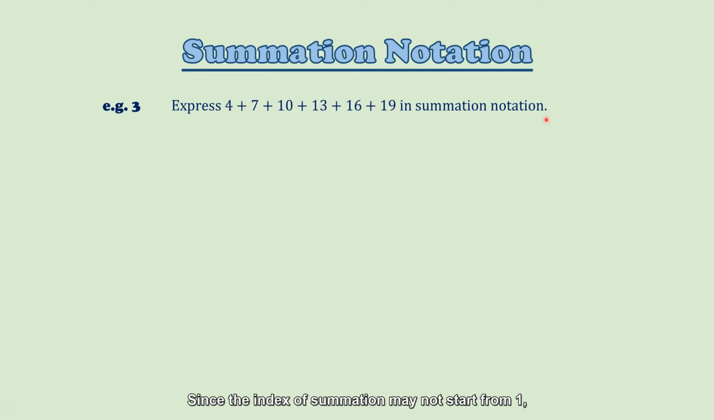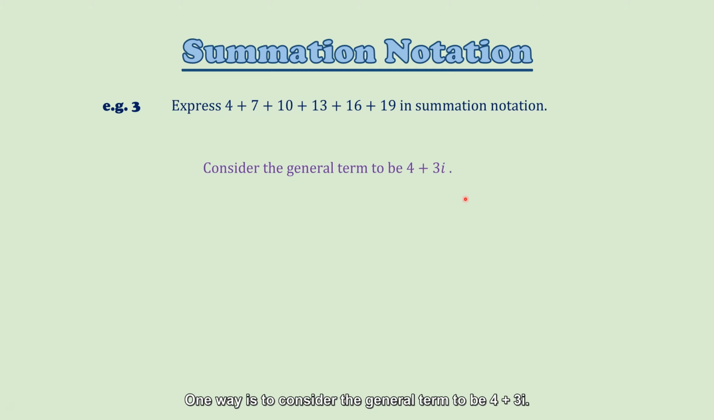Since the index of summation may not start from 1, there can be many possible ways to express the general term. One way is to consider the general term to be 4 plus 3i. For this general term, when it is equal to 4, i is equal to 0. That means the index should start from 0.